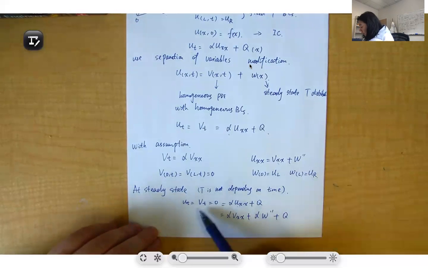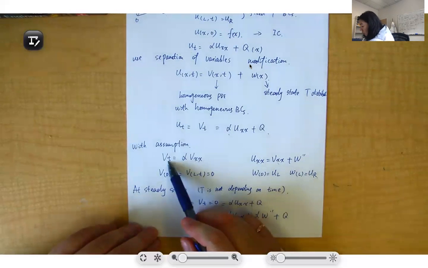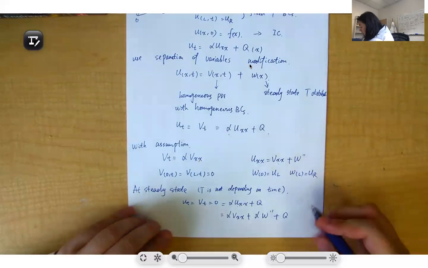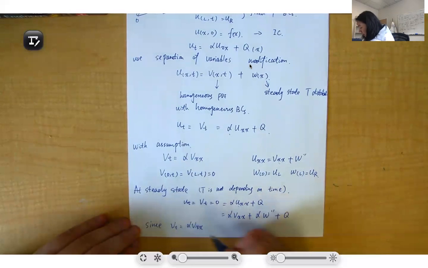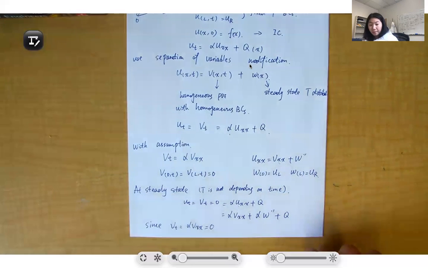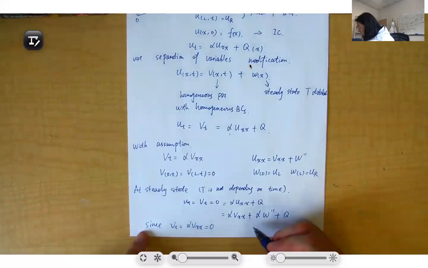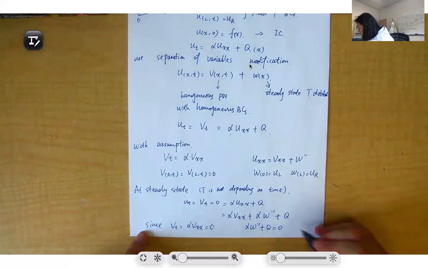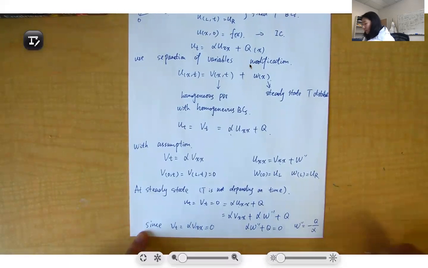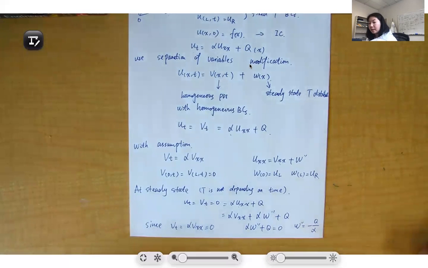And since v_t equals alpha v_xx, which at the steady state is equal to 0, then all we are left with is alpha w double prime plus Q equals 0. So w double prime will be minus Q over alpha. Okay. Then we can directly get our w.